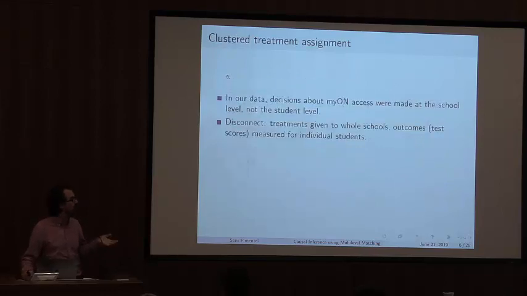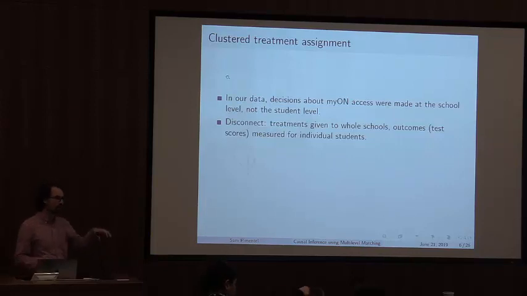But in fact, that's not how these decisions were made in Wake County Public Schools. Instead, Mayan access was given as a whole to individual schools or denied to an entire school. So if you happened to go to a school that got Mayan access, you got it, and if you didn't, then there was no way for you to get access to Mayan. So this introduces a kind of disconnect into our study design, where we're still interested in individual students and the impact of this intervention on them and their individual test scores, and we have data about that. But treatments are not being given to these individual students, they're being given to big groups of students all at once.